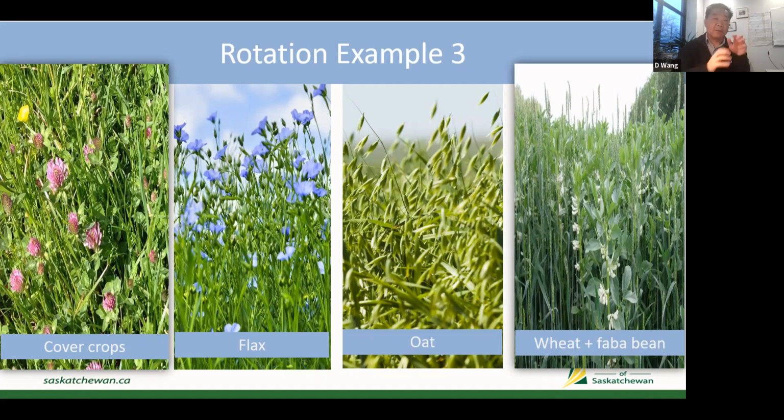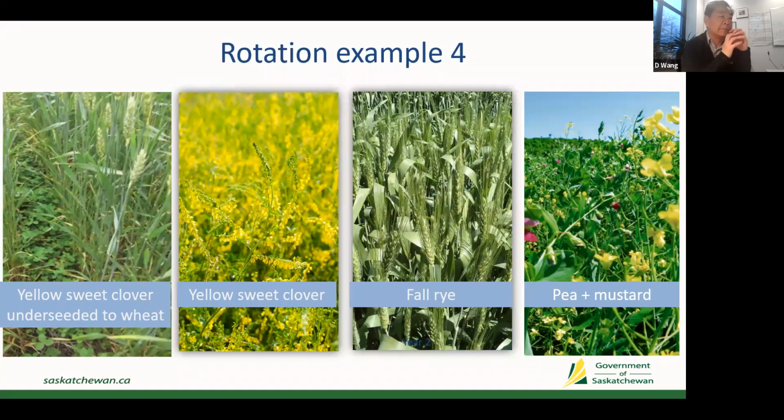And when this crop is harvested, the faba bean residue goes back to the soil and provides a little bit more nitrogen for the cover crop to start with. This is example number 3. Now number 4.